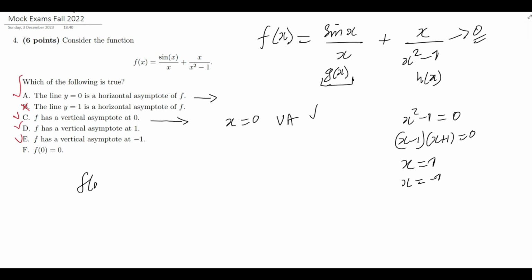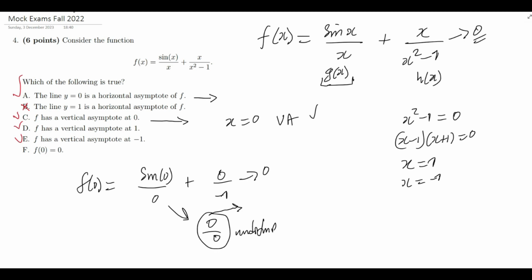If we look for f of 0, we simply substitute x as 0. We are going to have sine of 0 all over 0 plus 0 divided by negative 1. Of course, it may look like this gives us 0, but sine of 0 is 0, divided by 0. This is undefined, right? We can't say the exact value here. So it would be incorrect to simply state that f of 0 is 0. This statement is not correct. Just have to know that. And we're done for this question.